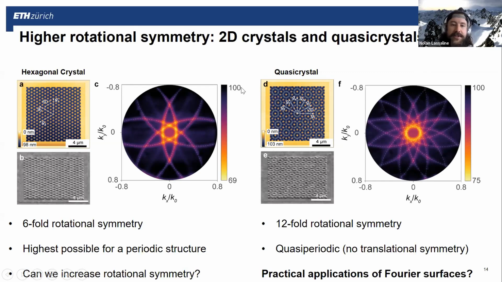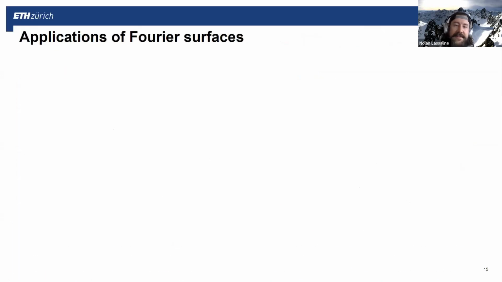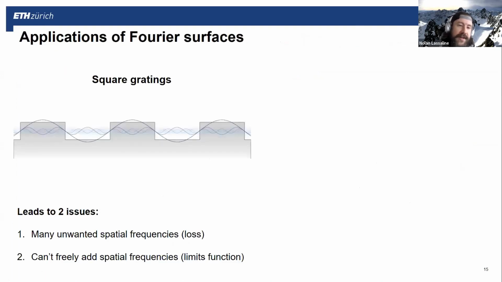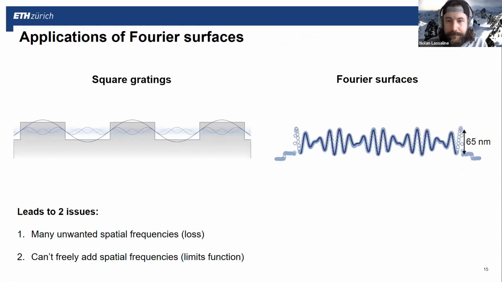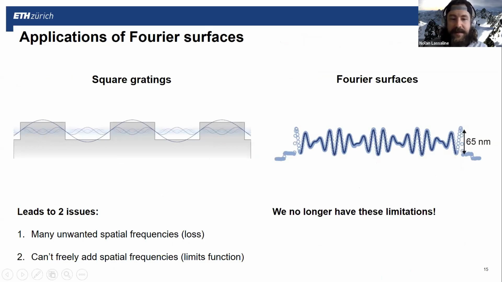Of course, this gets a little bit more abstract at this point, but I think this would also raise the question of: are these surfaces actually useful, or can we do something useful with them? If we take a look at that, first we can start with what I told you at the beginning, that until now people have been doing everything with these square gratings, and that these square gratings have these problems associated with them. And then, of course, we learned that now we have these Fourier surfaces, which we could freely implement, and we don't have these limitations anymore. So we don't have these unwanted frequencies, and we can freely add the spatial frequencies that we desire.